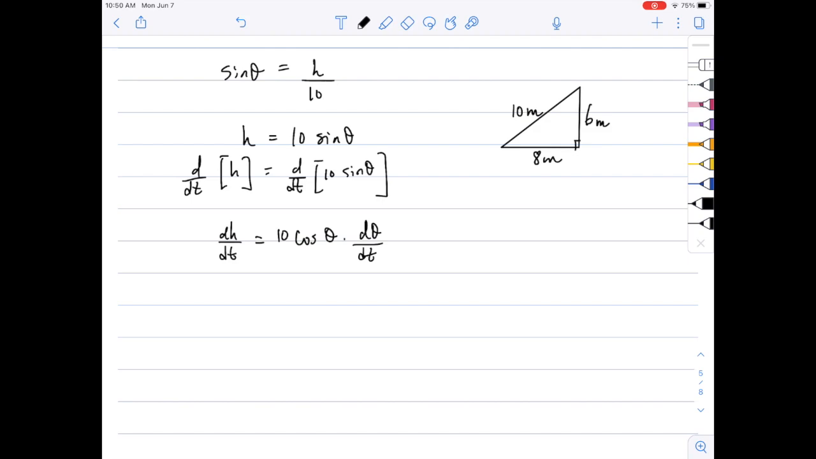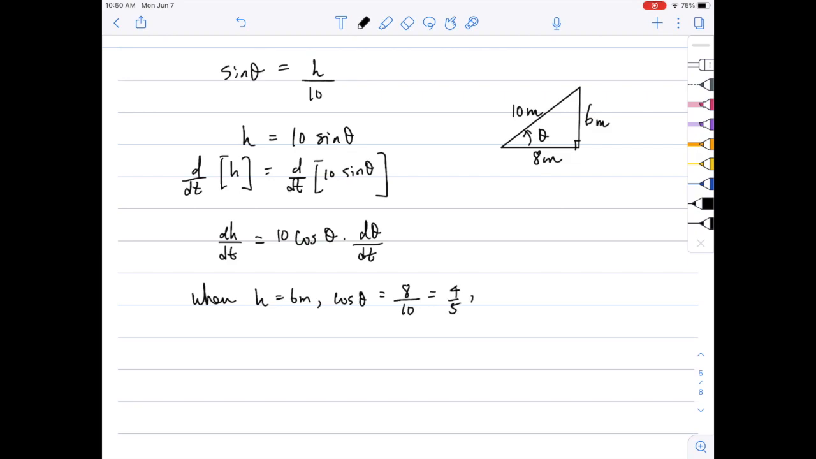So the cosine of theta, let's say this is theta, you can see this is constant, and this thing you can find using the triangle. So when h is equal to 6 meters, now I'm evaluating at a particular instant in time, the instant when the height is 6 meters, cosine of theta, it's clear from the drawing, is going to be 8 divided by 10, which is 4 divided by 5.